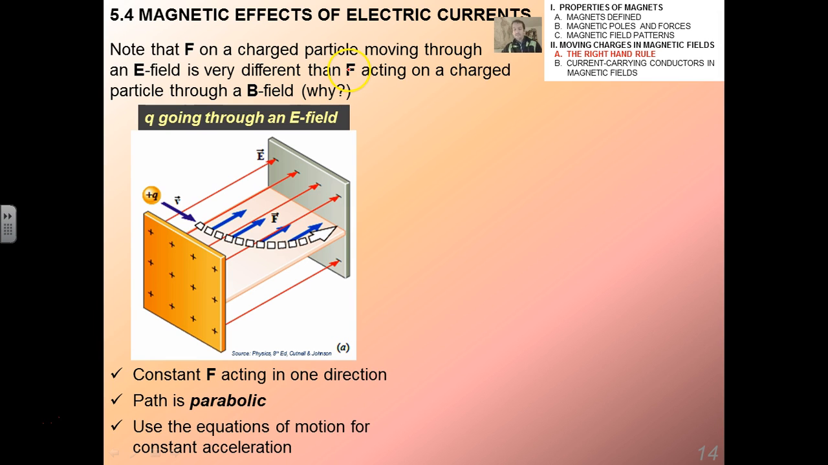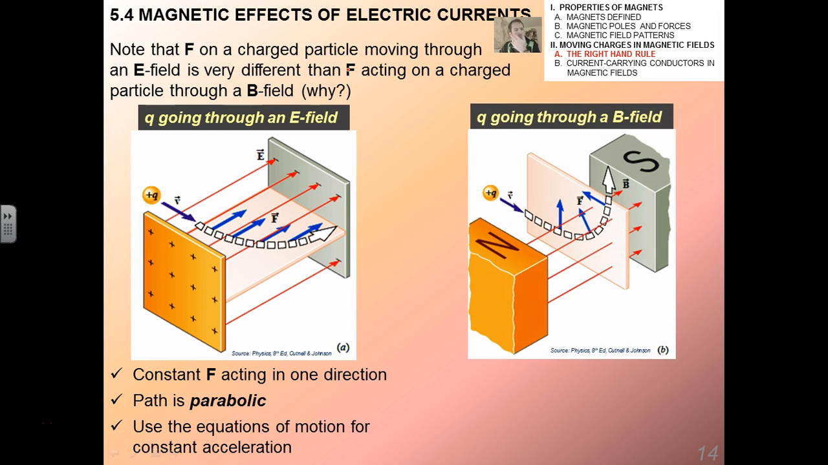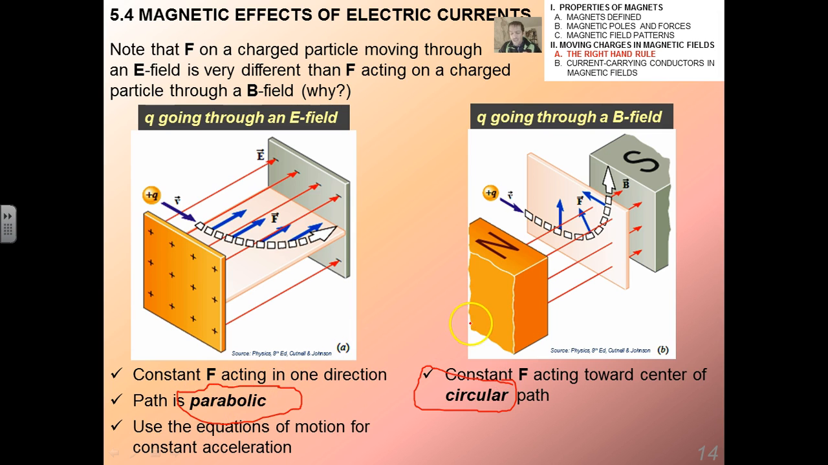Now, it turns out that moving charges do not move in a parabolic fashion through magnetic fields, okay? And the reason is because the force does not remain constant. The magnitude remains constant, but the direction of the force as a vector constantly changes. And it's always pointed towards one particular spot. And what that means is that it moves in a circular path. So it's a circle versus a parabola. It's absolutely crucial for you to understand that, okay?